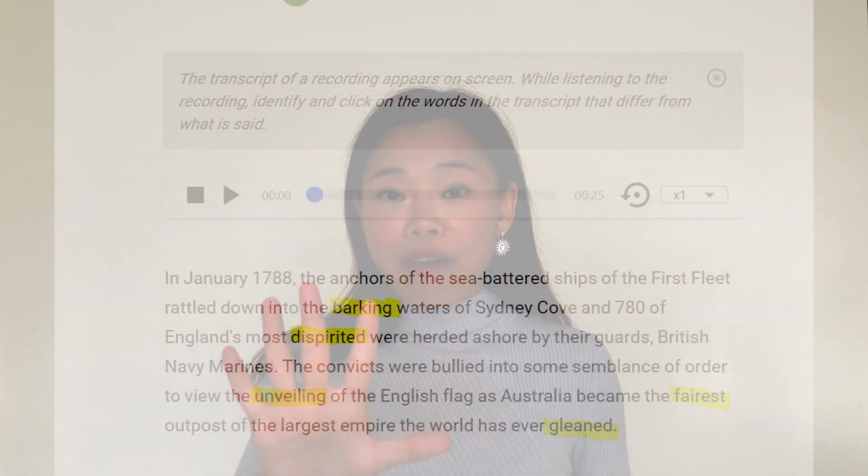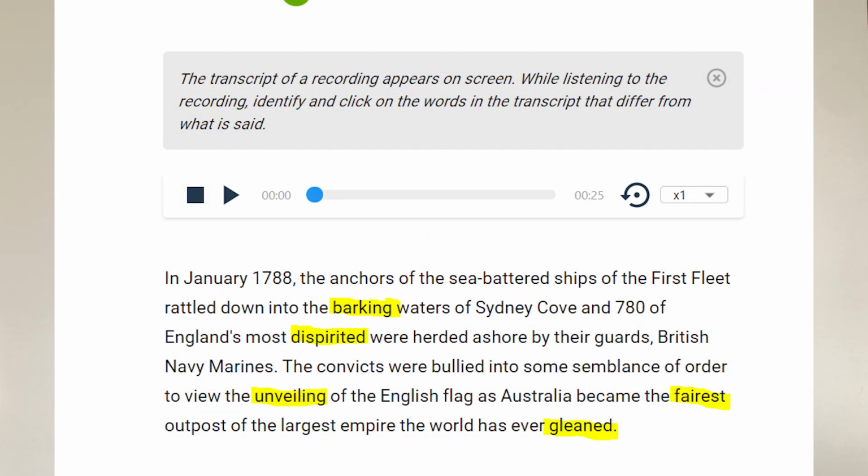Welcome back. There are 5 incorrect words in this transcript. How many have you got correctly? Leave a comment down below and let me know.